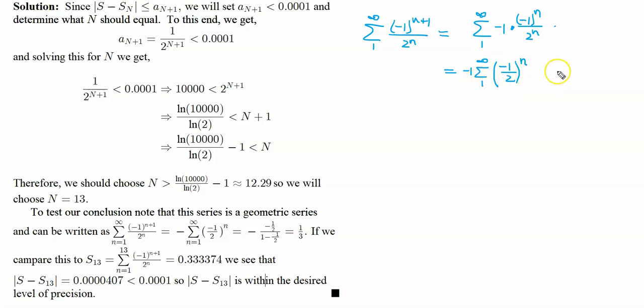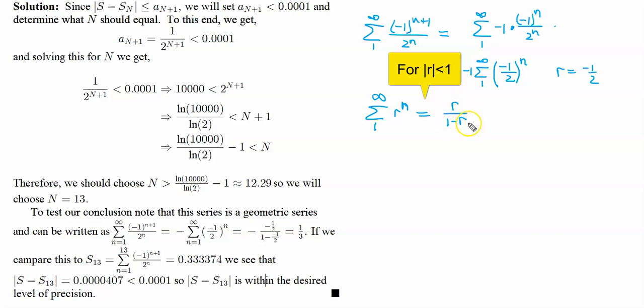It starts at 1, with the r equaling negative 1/2. Now if you think back to the geometric series that we studied previously, if you start your sum at 1 and go to infinity for a geometric series like this, r to the nth power, that's going to equal r over 1 minus r. Remember, if you start at 0, then you would have a 1 in the numerator here. Okay, but we're starting at 1, so we have r over 1 minus r.